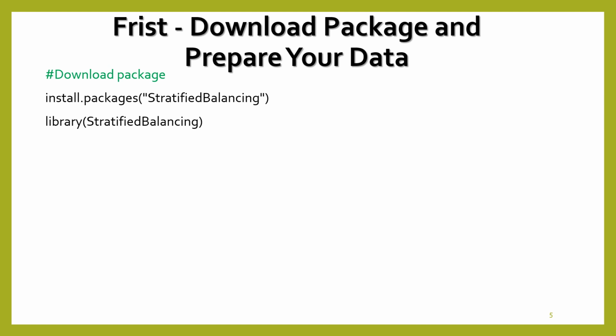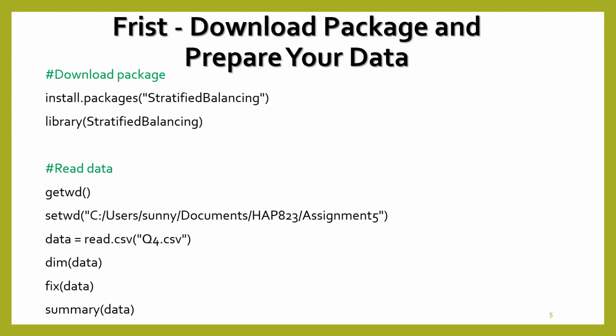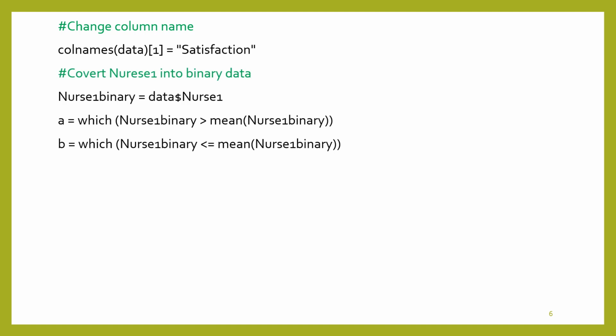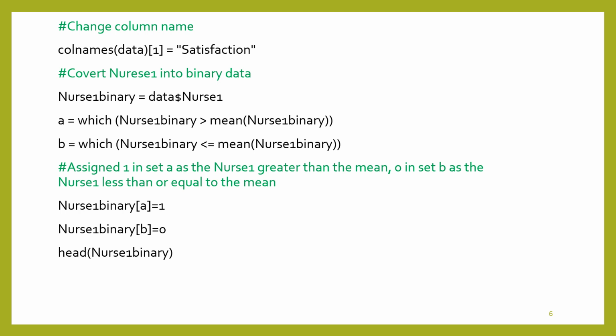So first, we need to download the stratified balancing package in R. Second is to read the data. Then I change the first column to satisfaction and convert nurse 1, satisfaction, and age into binary data. What we do is assign 1 to above average and 0 to less than or equal to the average value.